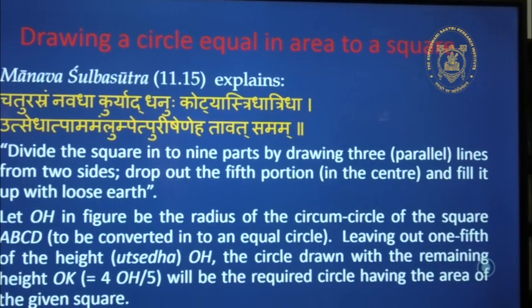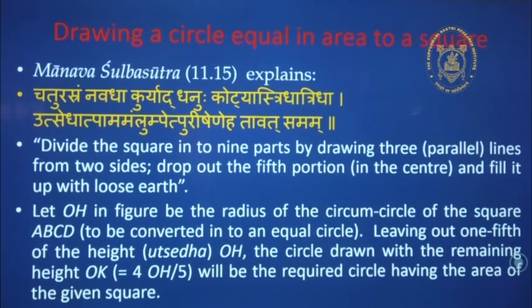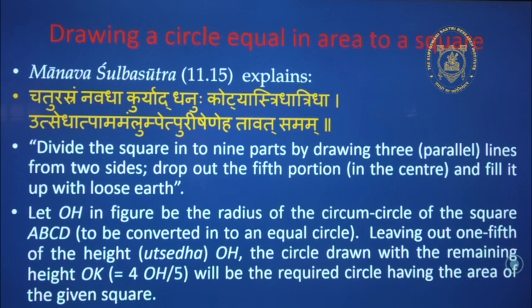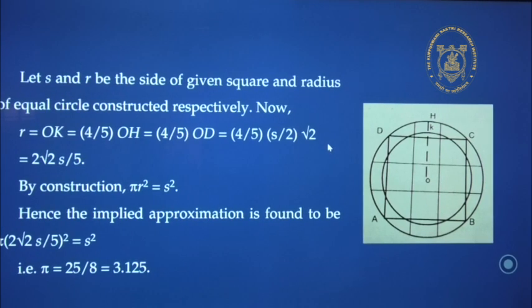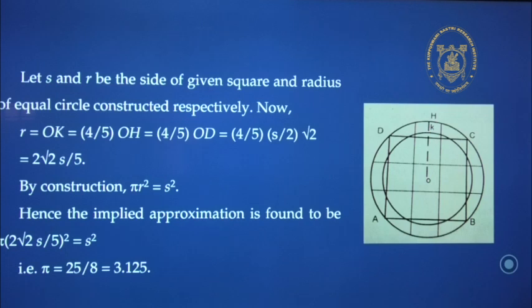This one, converting a square into a circle of equal area. Converting a square into a circle of equal area is a little bit of a challenge because one is a curved figure, the other is a square figure, but they have found out methods for that also. So ABCD is a given square.